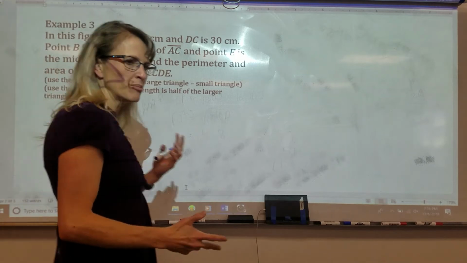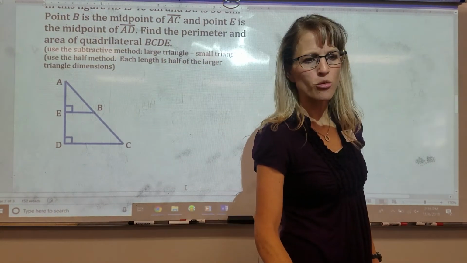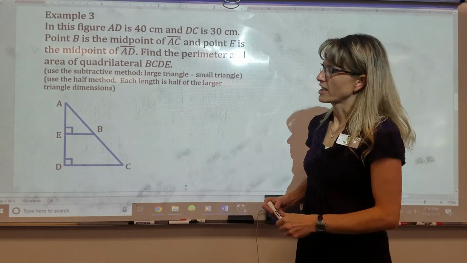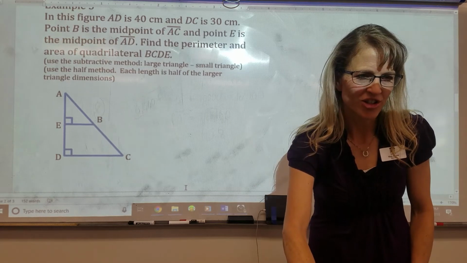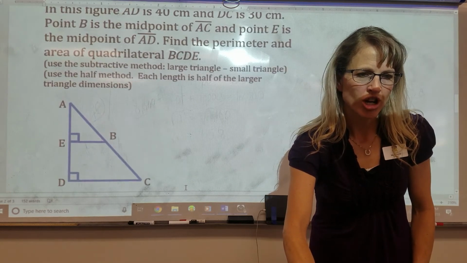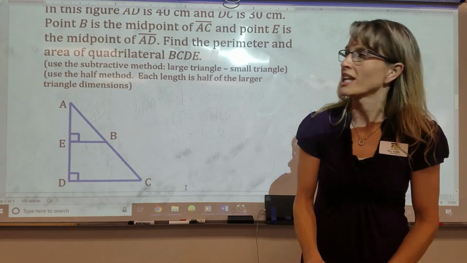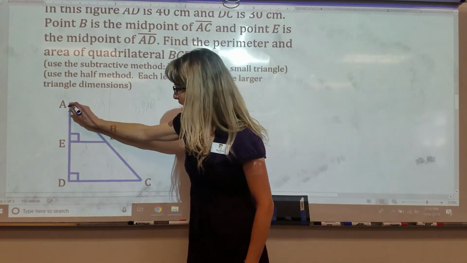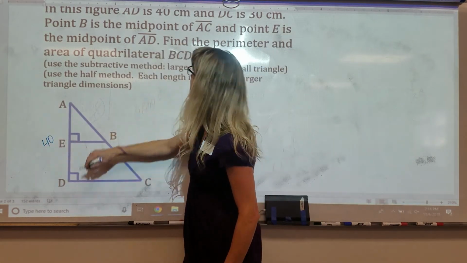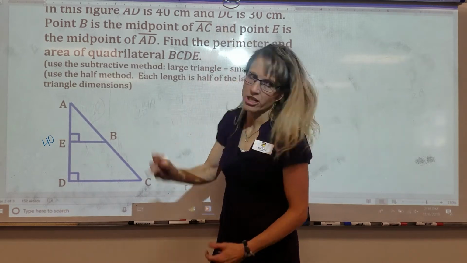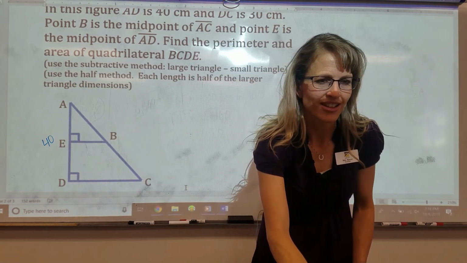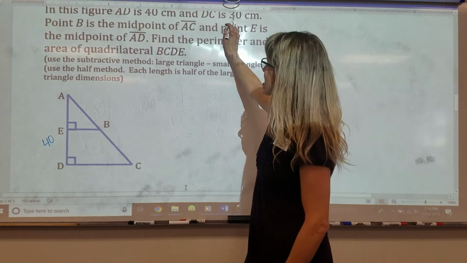All right, so let's continue. I'm going to blow it up so we can work with it a little bit more. Oh, before I blow it up, I can't blow it up because we have to read the instructions. What do we know about this triangle? First of all, we know that AD is 40 centimeters. We know DC is 30.